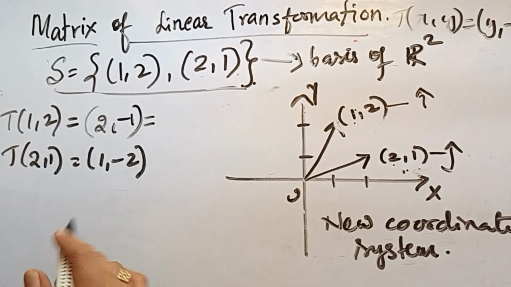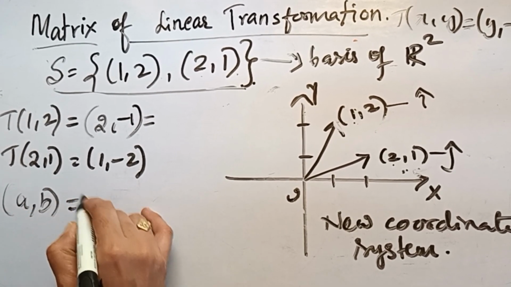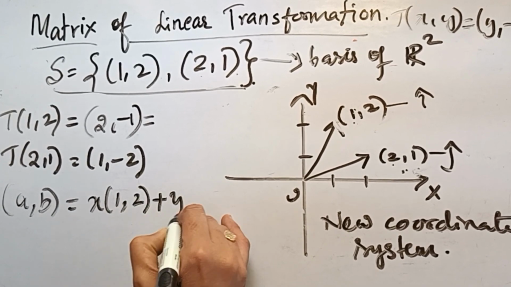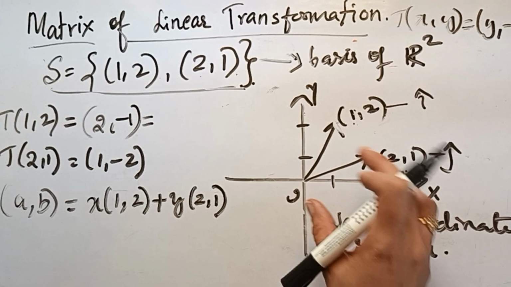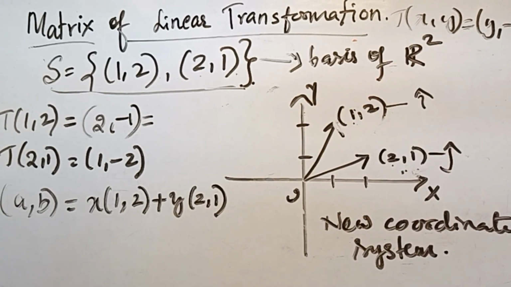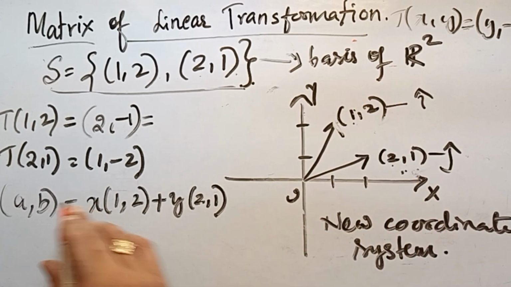For that I will take any vector (a, b) and write it as a linear combination: x into (1, 2) plus y into (2, 1). Linear combination of these two vectors means I have to scale these vectors and add them to go to the required position. So any general vector (a, b) in R square is written as a linear combination of these two vectors, because these two are considered as bases now. So let us solve this system.